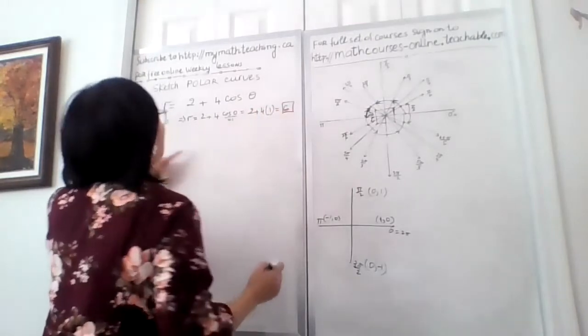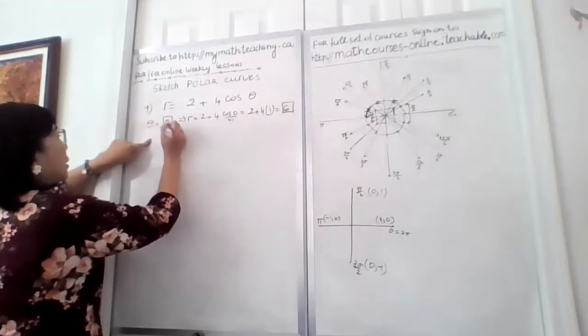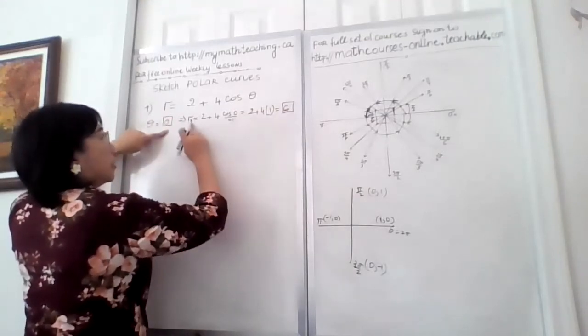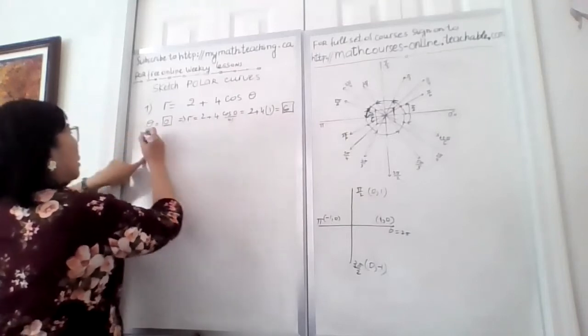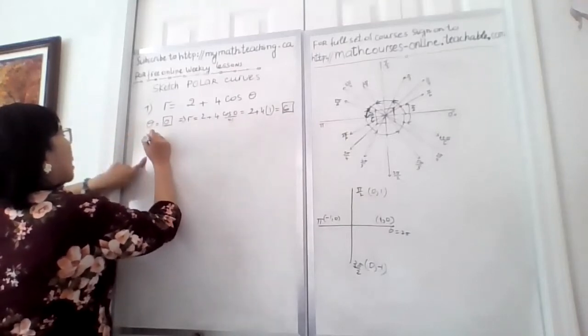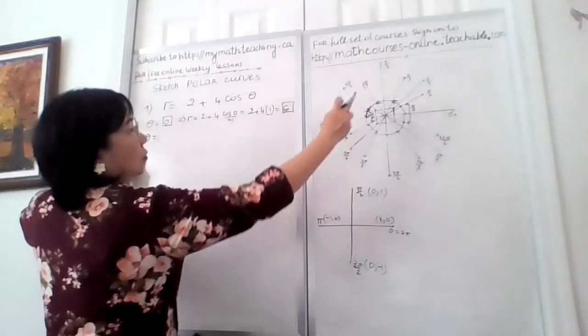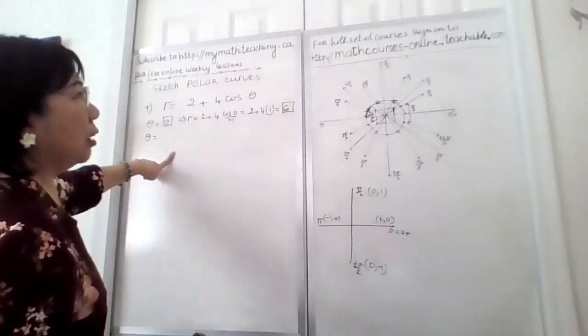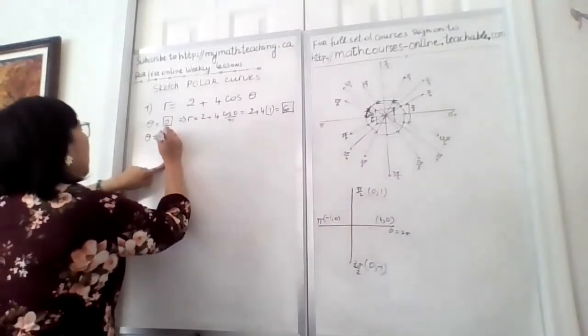So now you see the value of r. If theta equals 0, r equals 6. The radius here equals 6. Now let's say theta equals the next one, I'm going to use pi over 3.